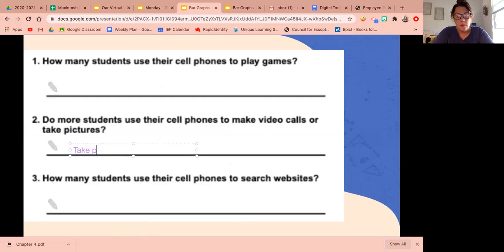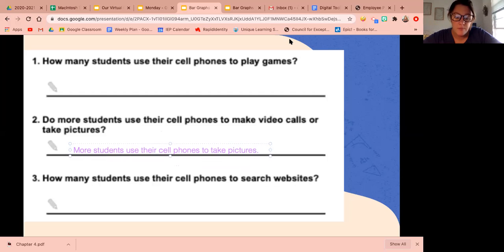You could even give me a complete sentence, which I would love. More students use their cell phones to take pictures, period. Ooh, that's a pretty sentence. Okay? Wasn't asking for how many, it was asking which category. So we always want to be careful of how we read the question. Good job.